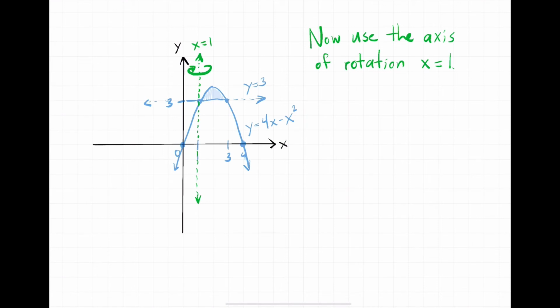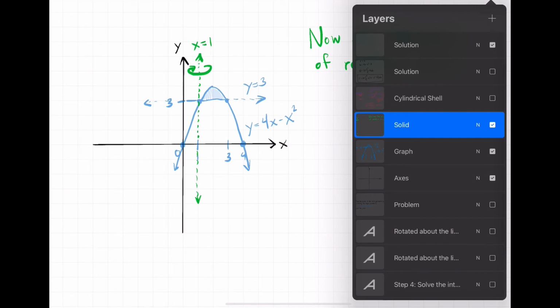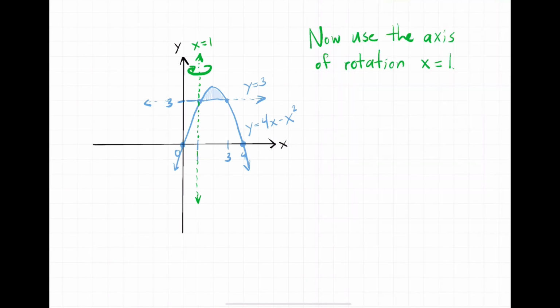What kind of solid do we get this time? Well, we're going to rotate this region around a closer axis. It's going to look more like this time. And it's going to be that sort of bundt pan again. I would describe it that way, or the top half of a donut, but the top half of a donut whose hole has very nearly closed up.